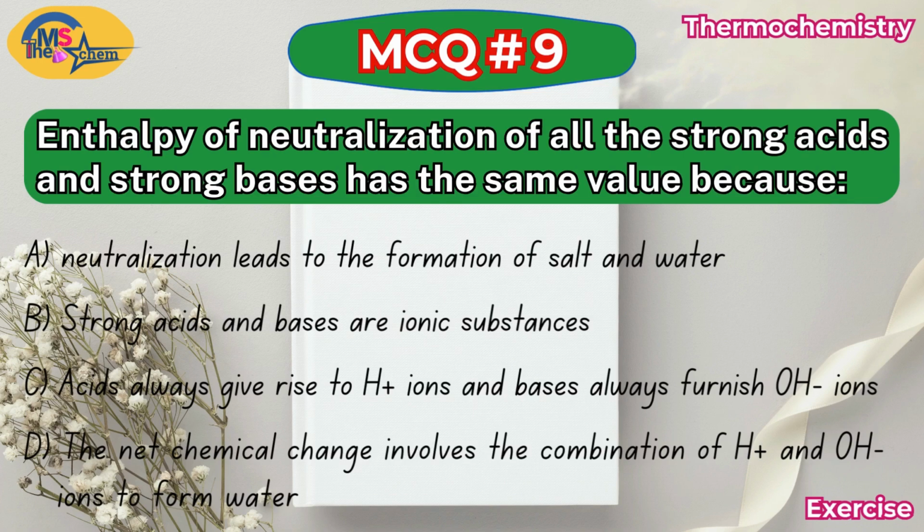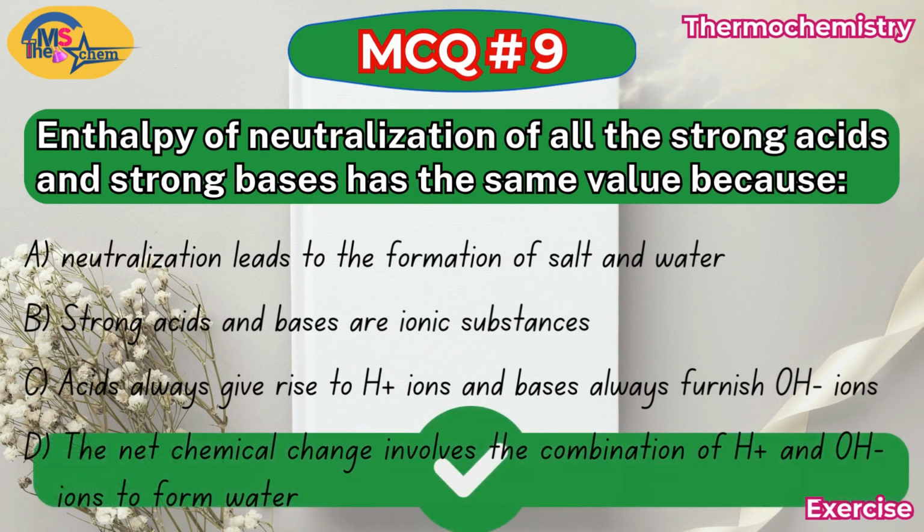As we discussed in question number 7, for the neutralization process, that is the reaction between NaOH and HCl, the reaction involves a base and an acid. So as we know, neutralization is the process in which H positive ion from the acid and OH negative ion from the base combine to form water. So option D, the net chemical change involves the combination of H positive ion and OH negative ion to form water. This is the true answer for this question.